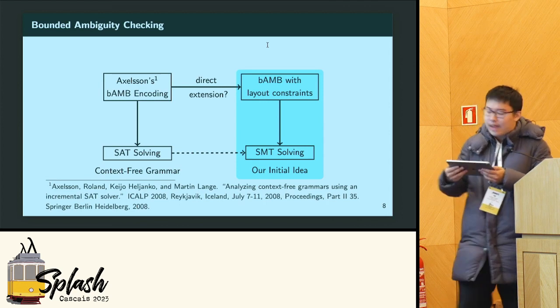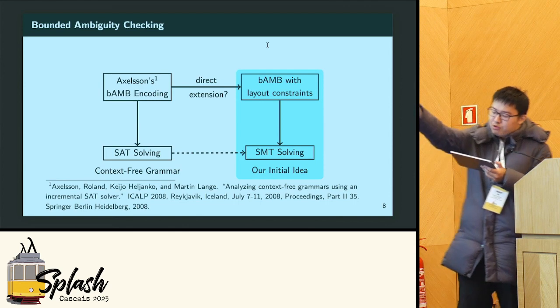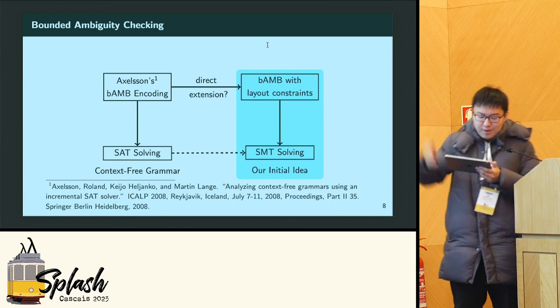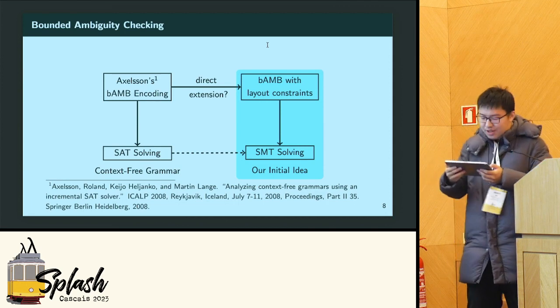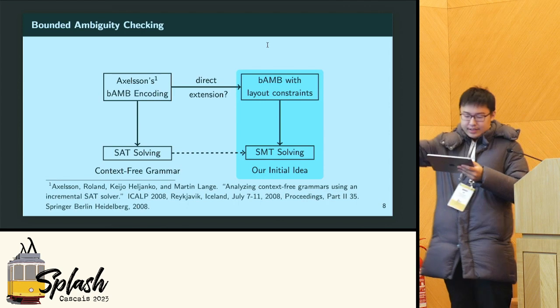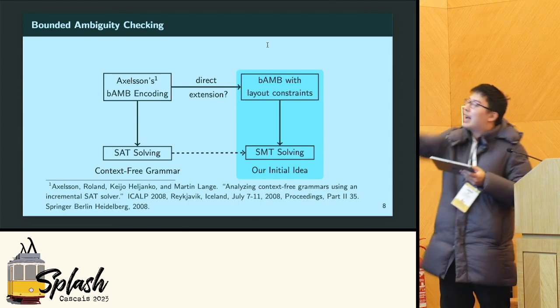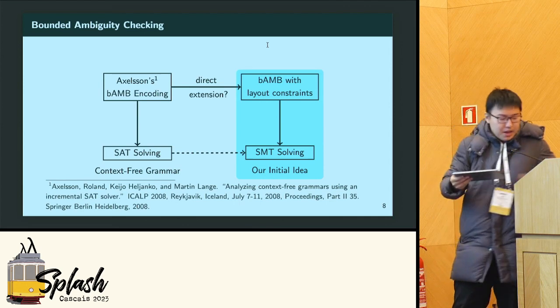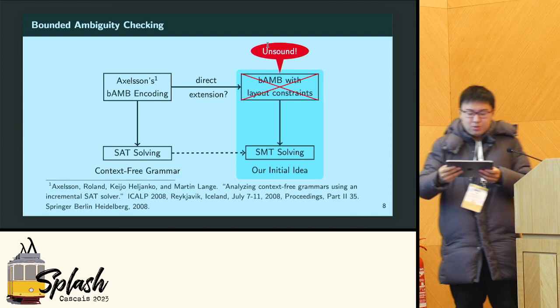Isaacsen then created an encoding called BAMB, which we listed here, and proved in their paper that it is equivalent to bounded ambiguity. We first started by directly extending the BAMB encoding to include the layout constraints, like the line and column relations, and switched to the use of SMT solvers instead. But then we found that a direct extension of their method would not be enough.